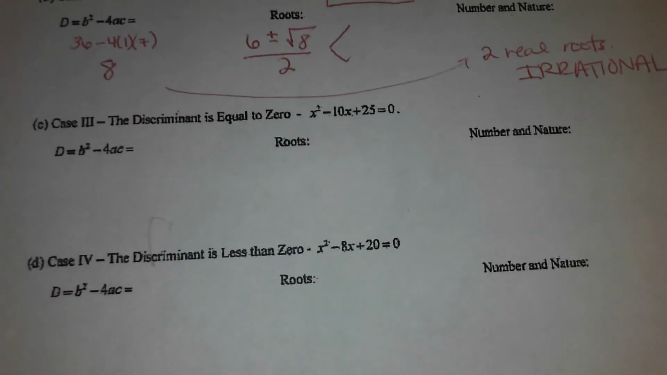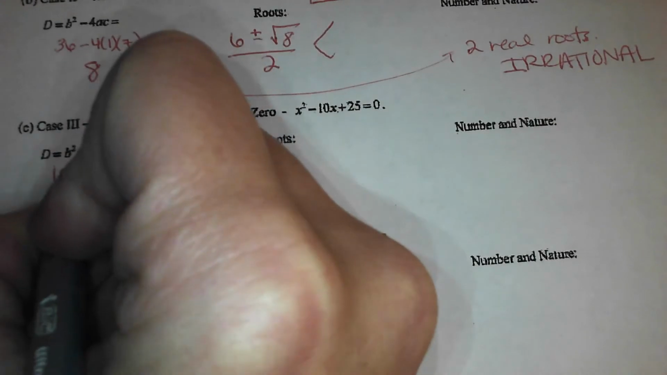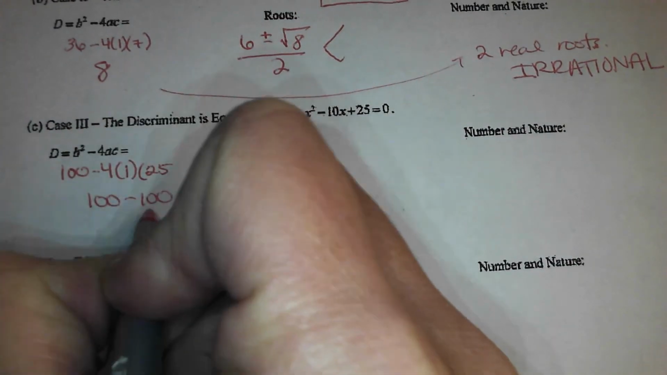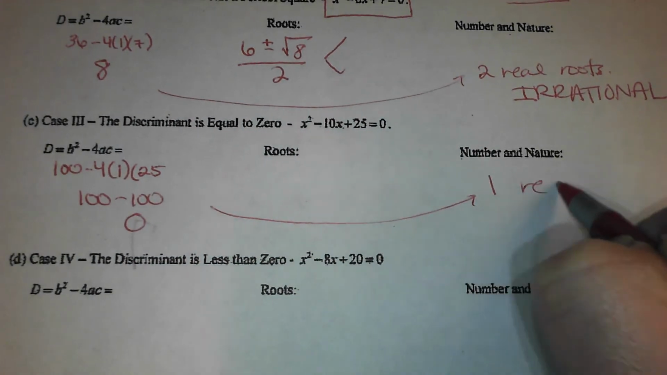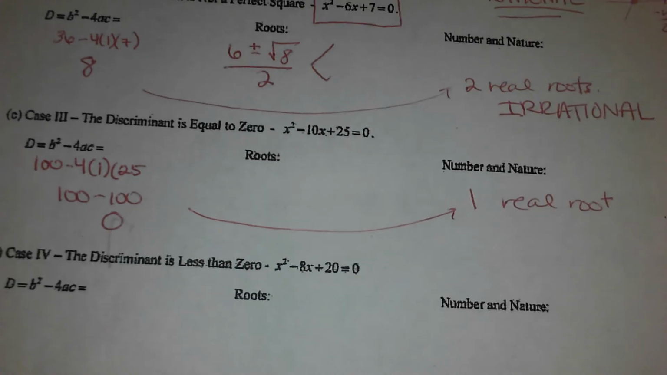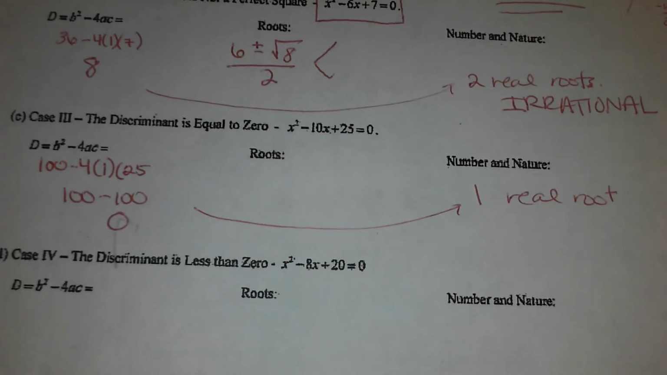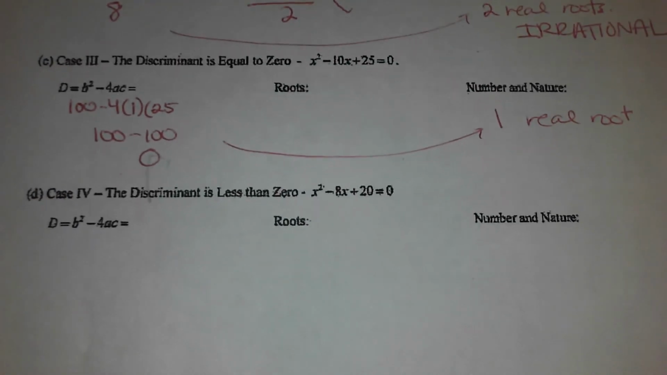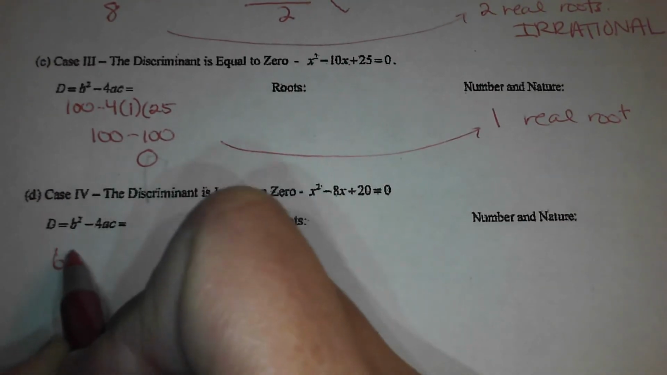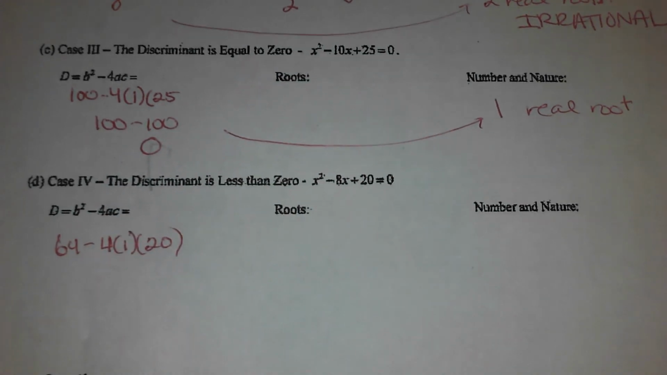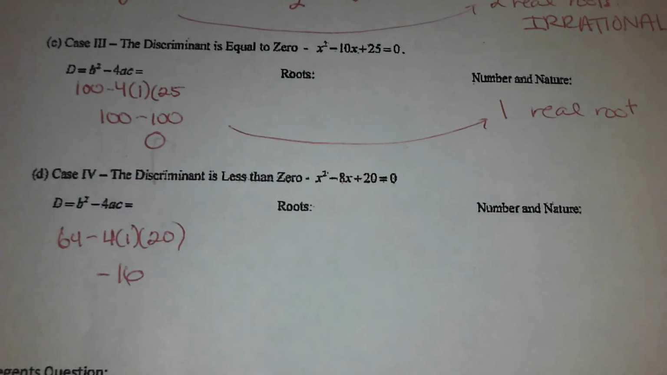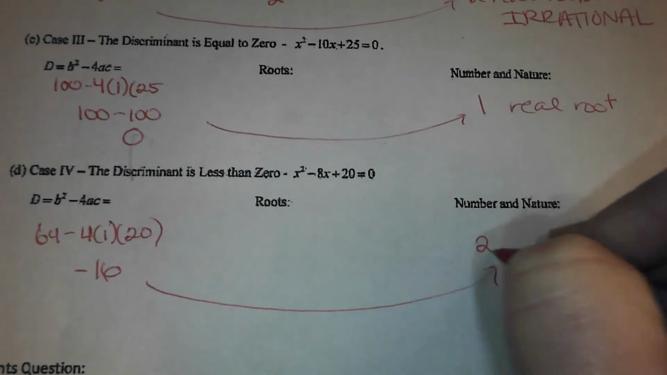All right, and then the other 2 cases we've talked about, so really quickly, b squared is 100 minus 4 times an a of 1 and a c of 25. That's 100 minus 100, which is 0. So we only have 1 real root when our discriminant is 0. And then in D, same thing, b squared 64 minus 4 times an a of 1 and a c of 20. 64 minus 80 is negative 16. So a negative discriminant means I'm going to get imaginary.